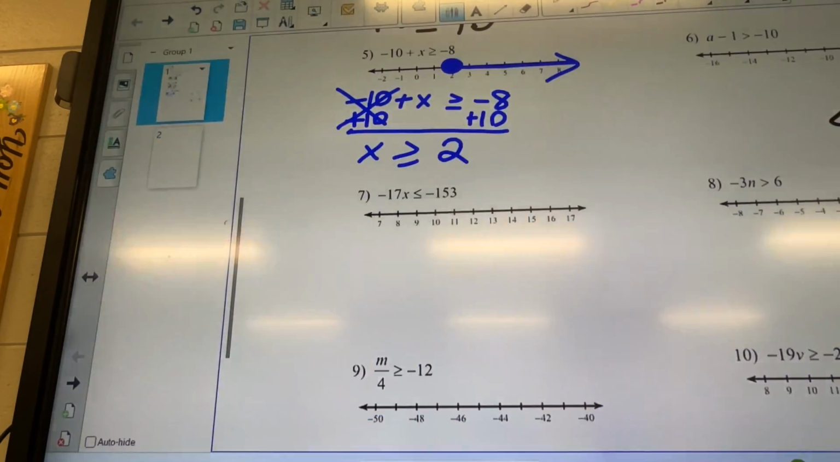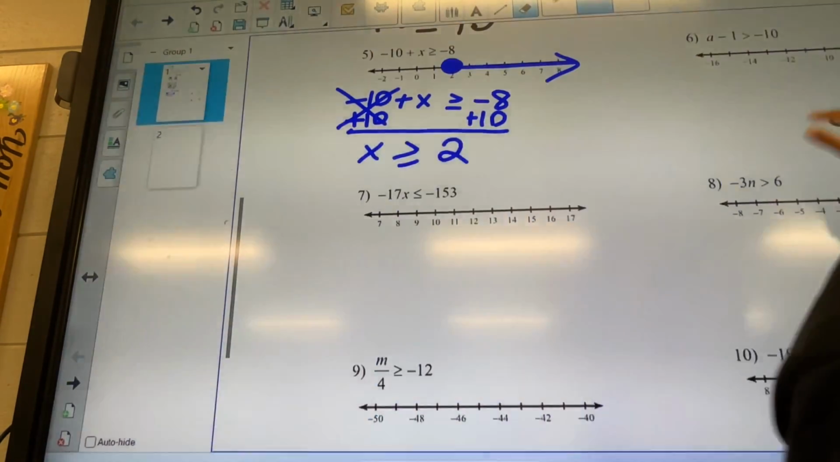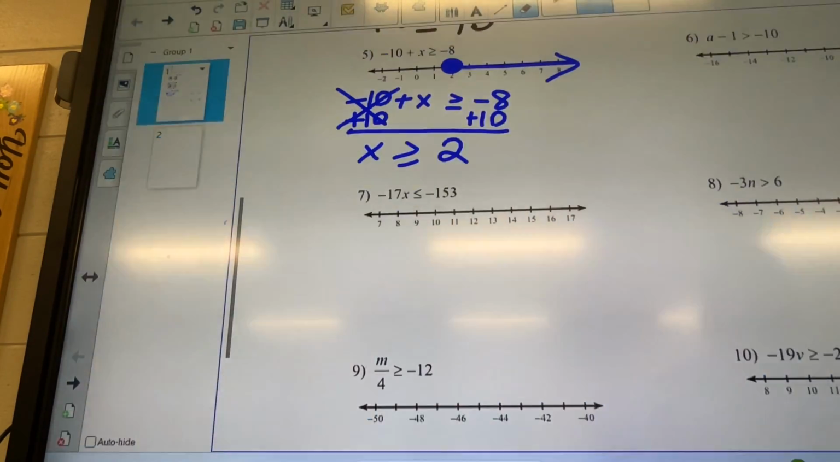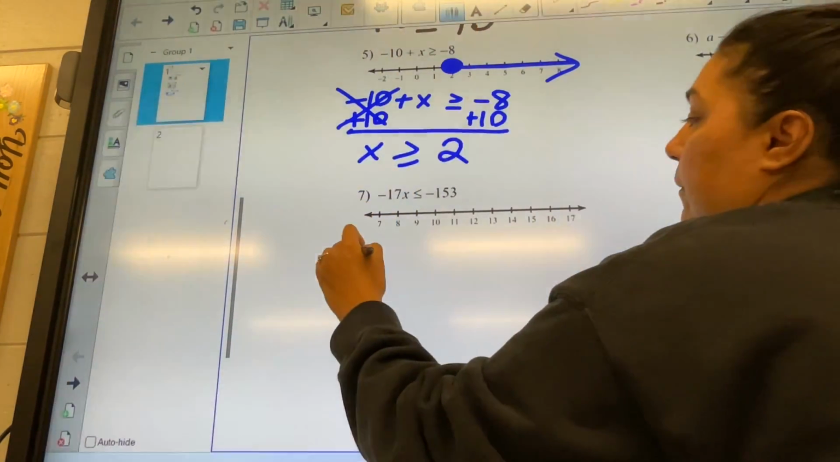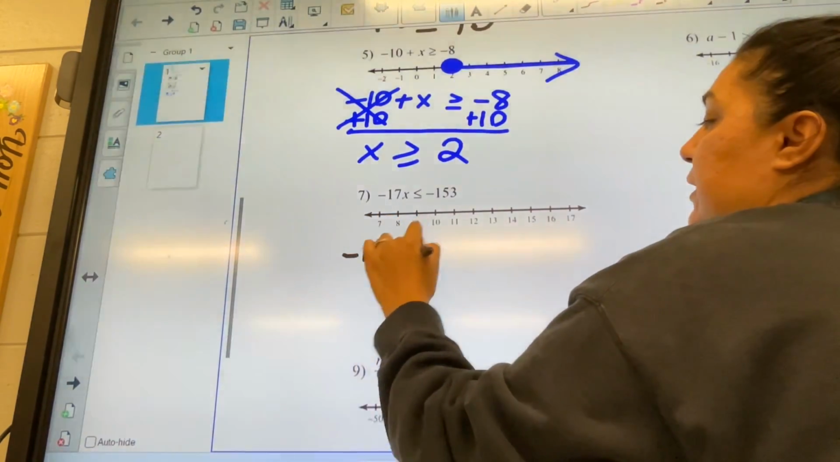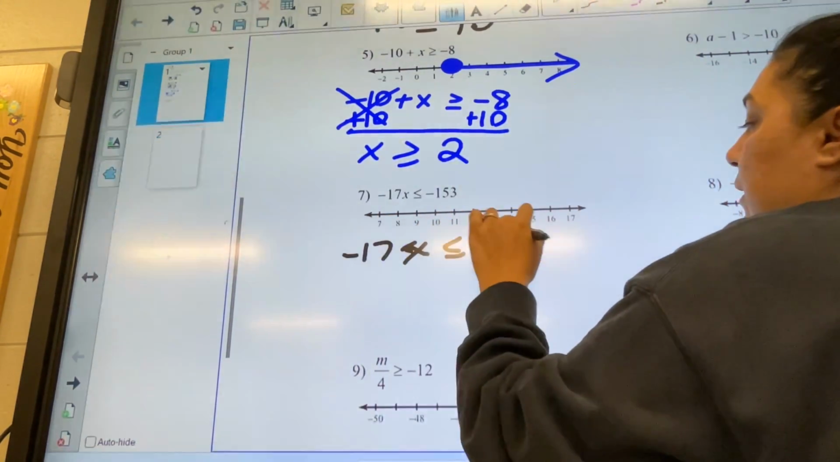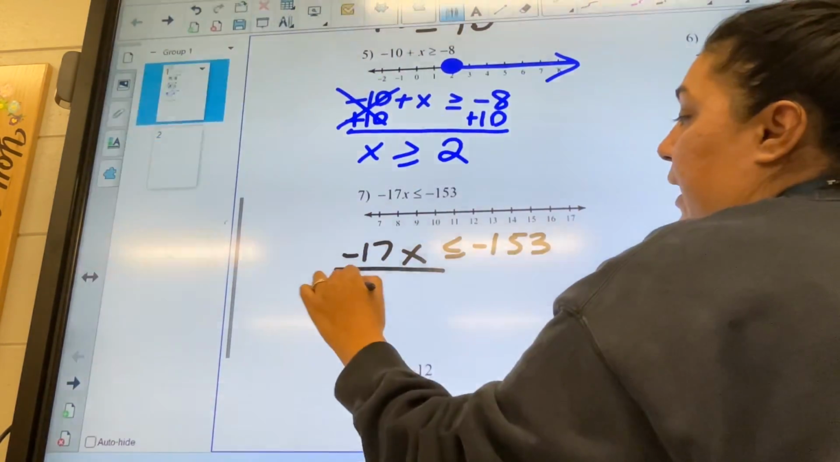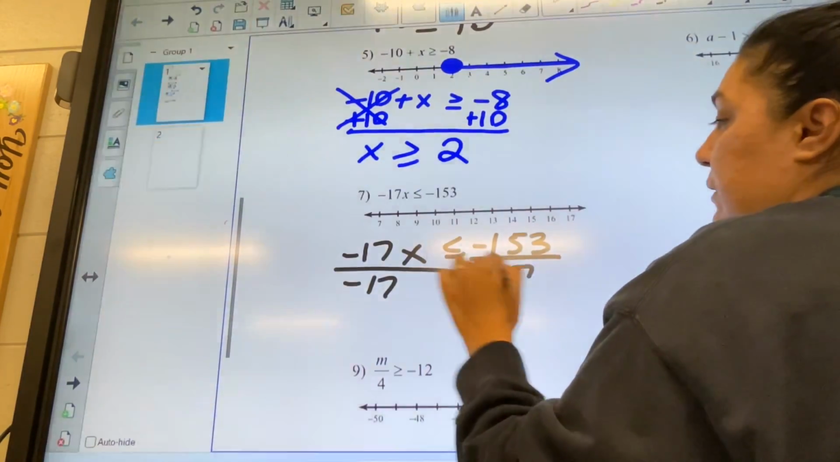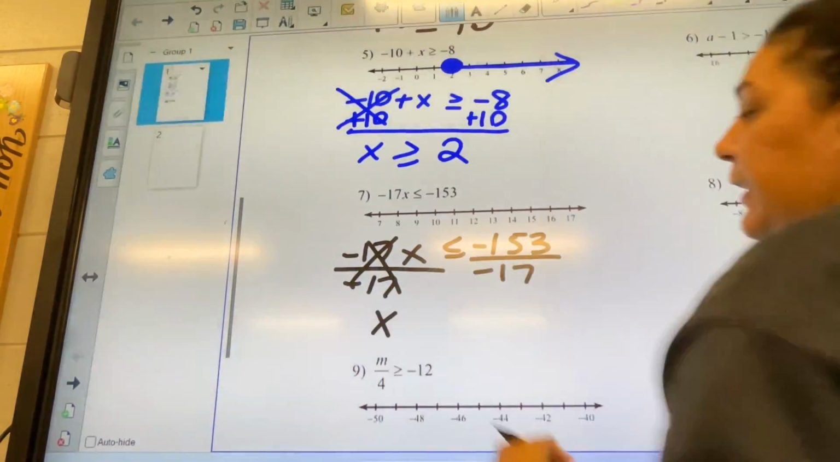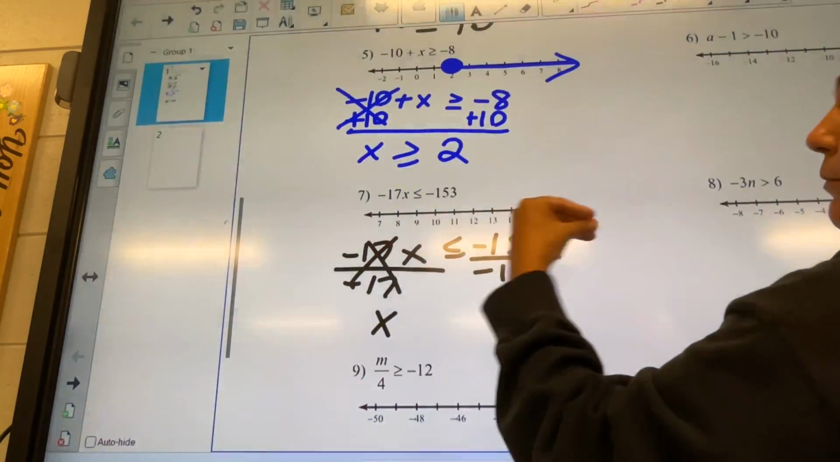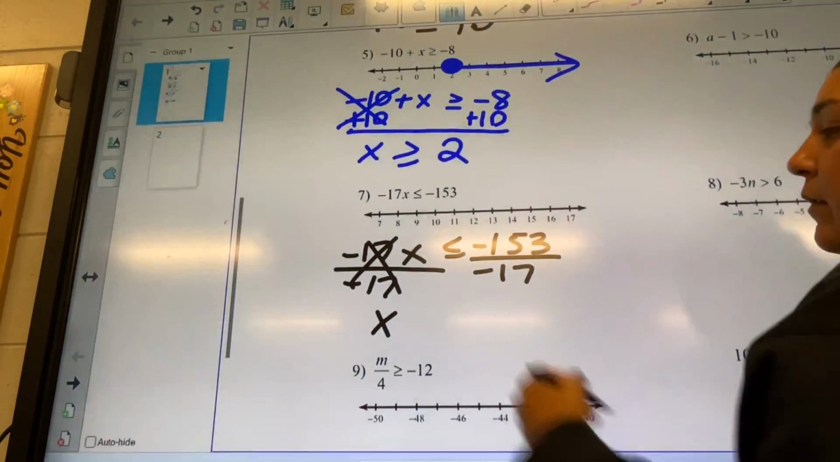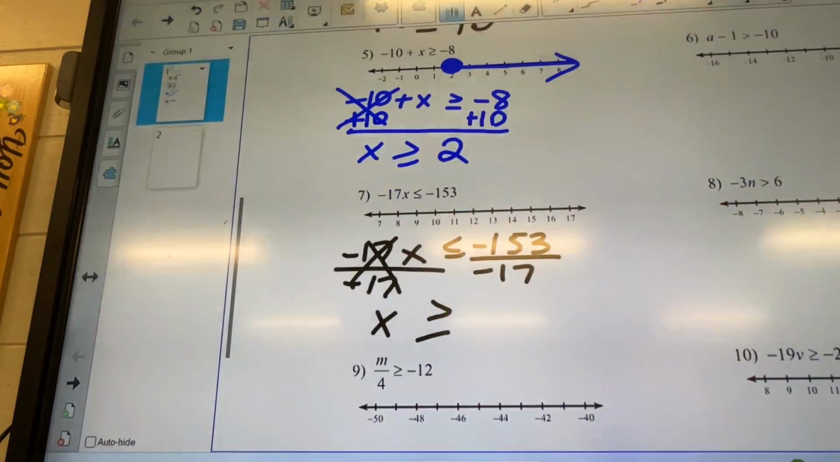Does that make sense? The reason I tell you that is because in 17, what needs done? We need to divide by negative 17. If you just divide by positive 17, you don't have to flip the sign. So we're going to divide by negative 17, and my thing's going to look like this. Instead of eating this way, he's going to eat the other way. What is negative 153 divided by negative 17? Positive 9. Somebody agree?